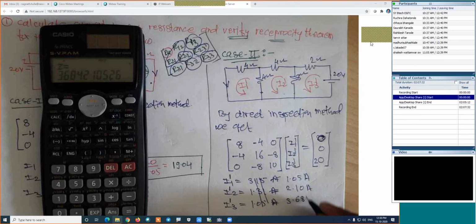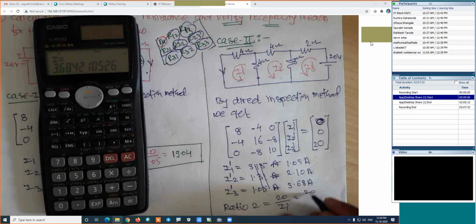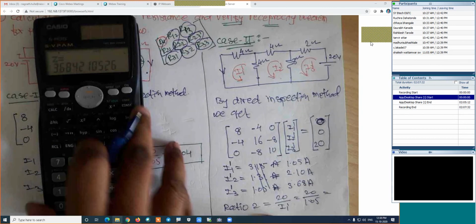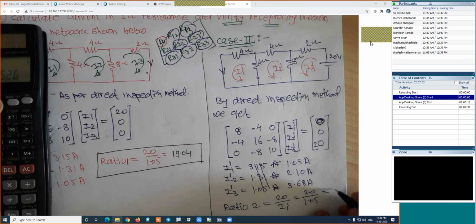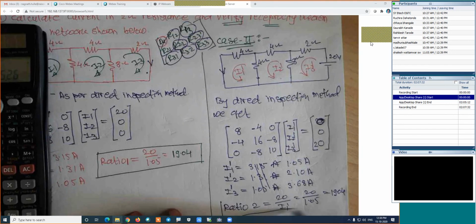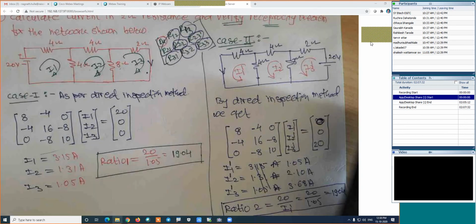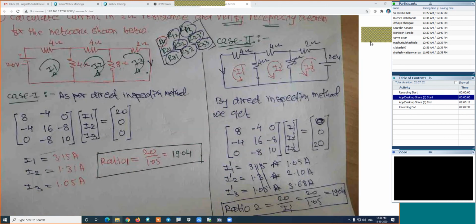Now, if we are finding the ratio, I will call it V divided by I1 dash, which is 20 divided by 1.05. Here also it is the same, 20 divided by 1.05. This is 19.04, the ratio. That's why it is unitless. This reciprocity theorem is used for the verification of the ratio of voltage and current from one mesh to the other mesh. That's this lecture today. I will stop here.